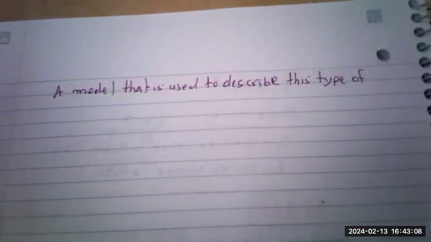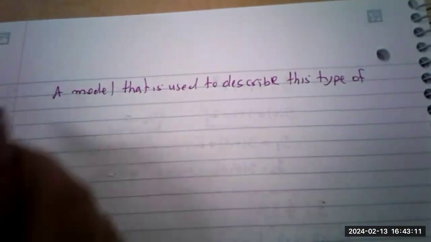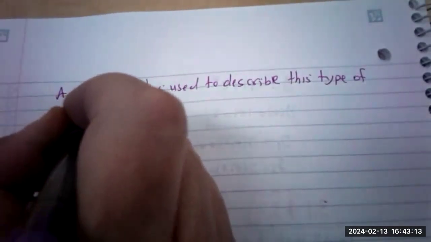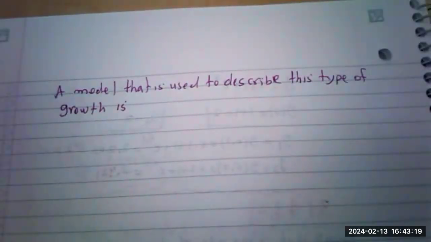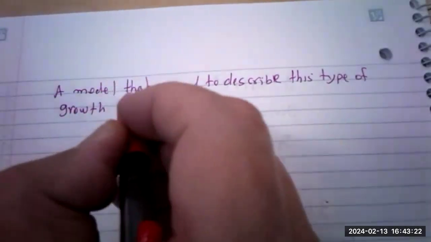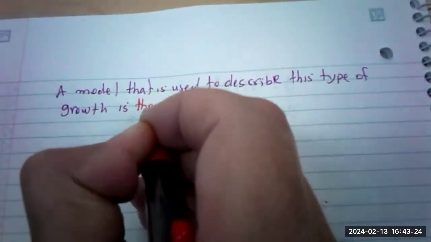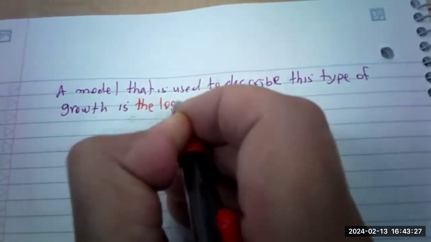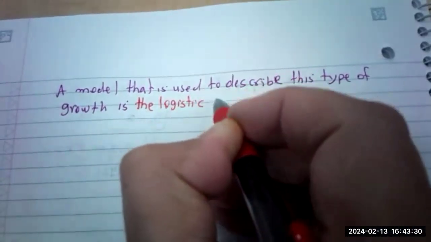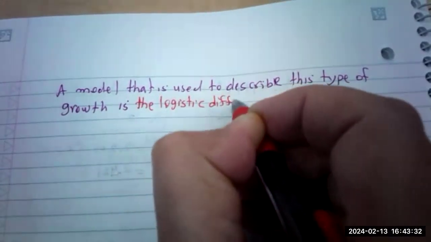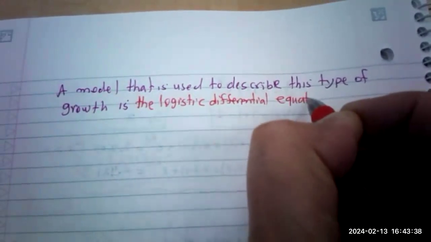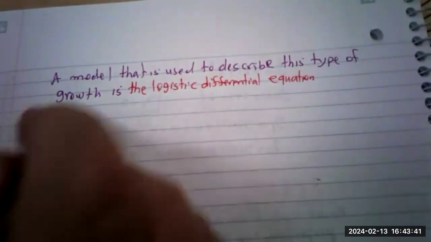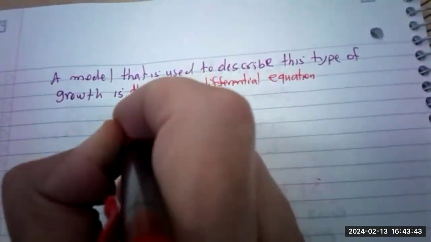This type of growth is going to be called the logistic differential equation. And that's it. The rate of change, dP/dt, previously was k times P.